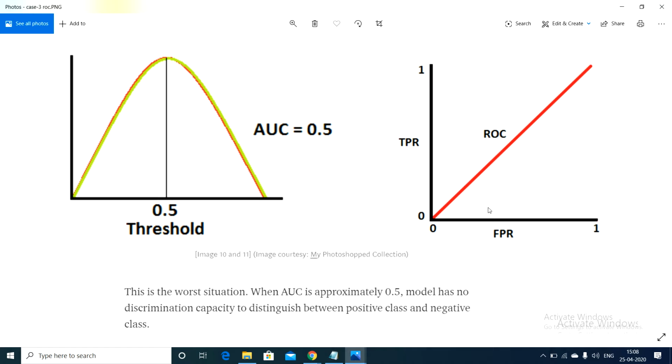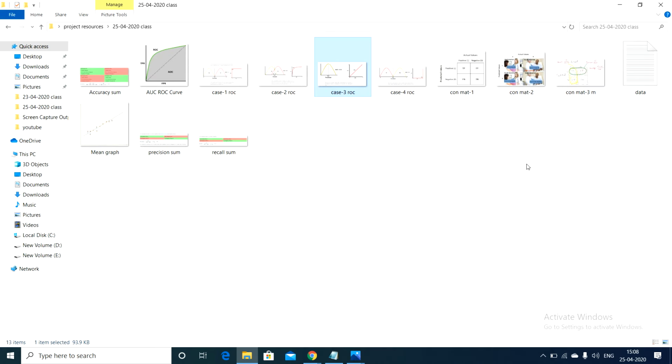If it is greater than 0.5, that is slightly towards the ideal solution. What is exactly the ideal graph for ROC? The ideal graph is the L shape. If it is between 0.5 and 1, it is not exactly an L shape, but it is deviating from the L shape. Okay? Let us take the fourth scenario.